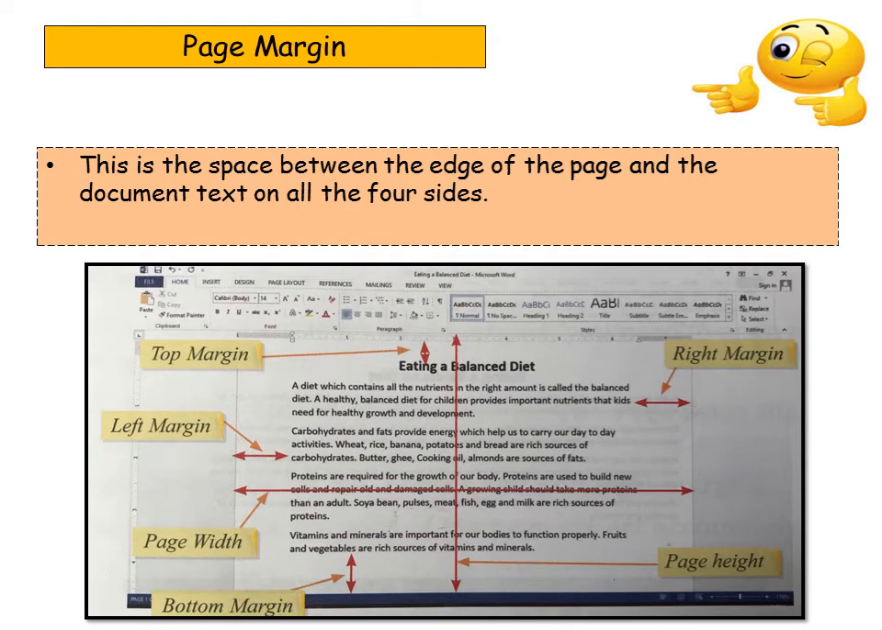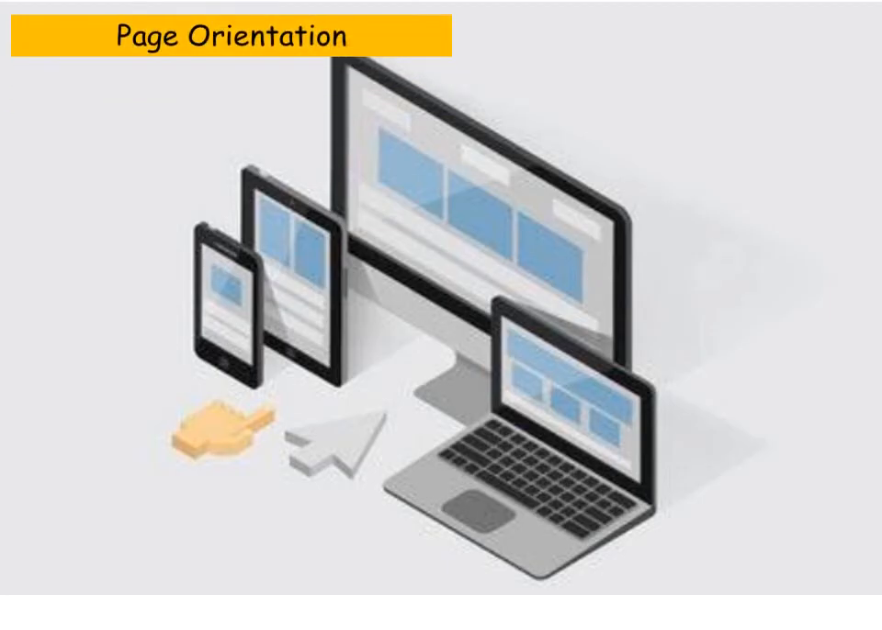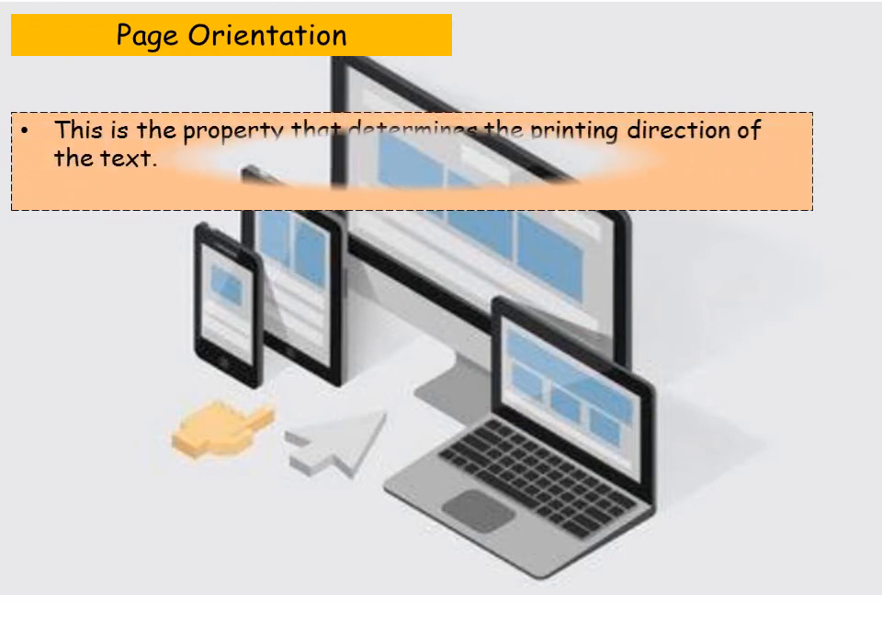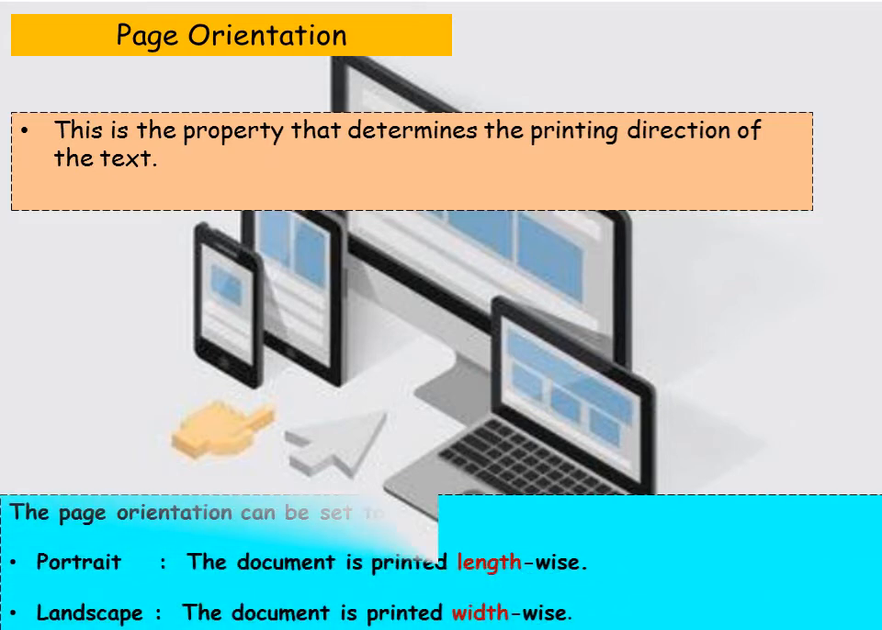Now you all can see the figure 4.12a. Next one is page orientation. The page orientation is the property that determines the printing direction of the text. The page orientation can be set to portrait. It means the document is printed lengthwise. And the next one is landscape. The document is printed widthwise.